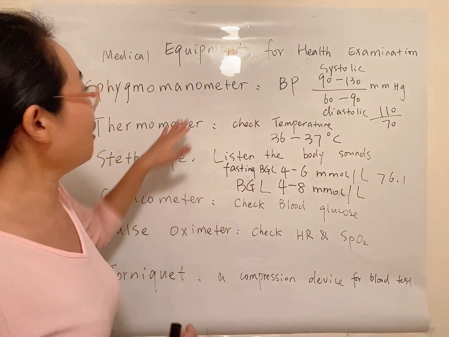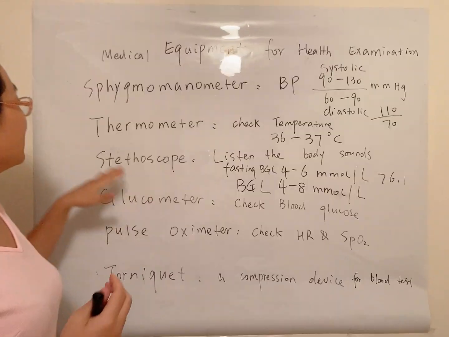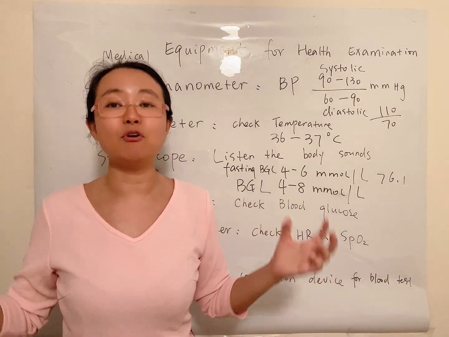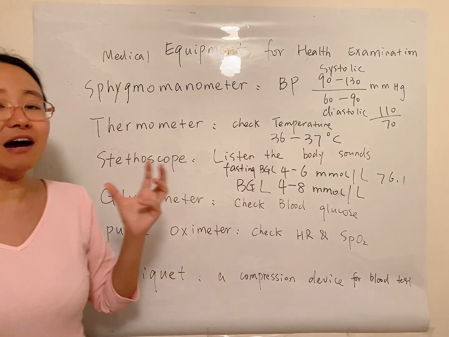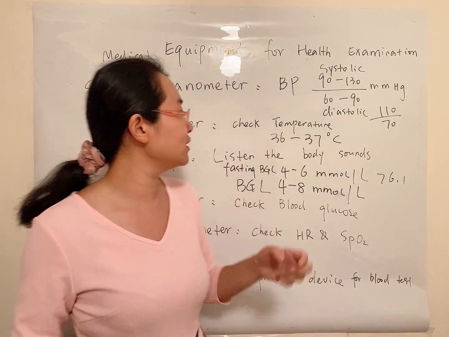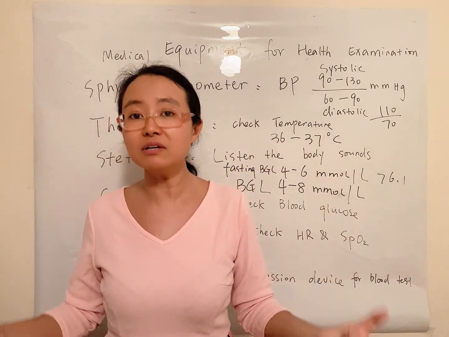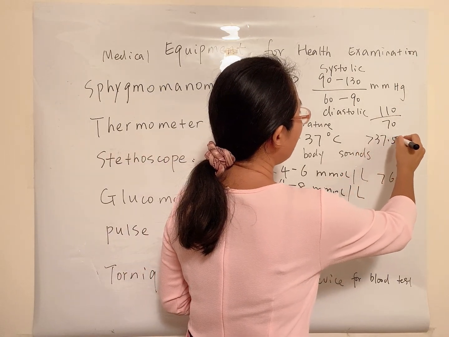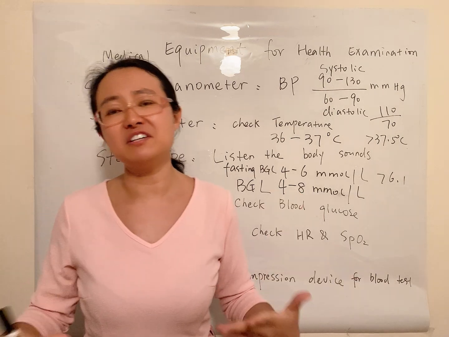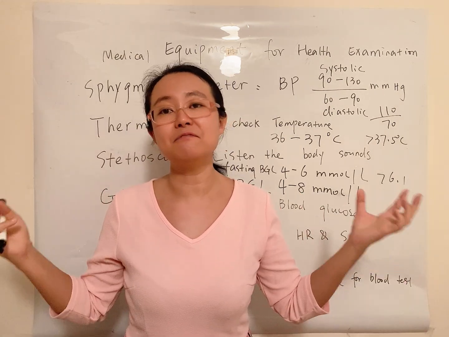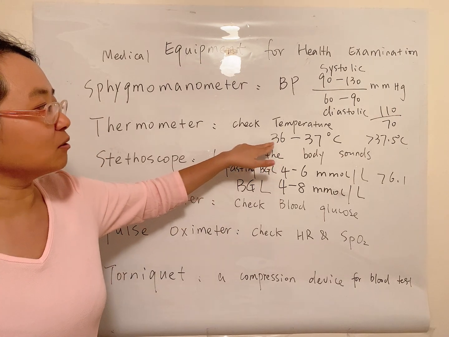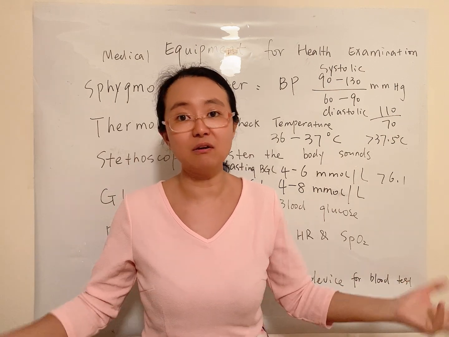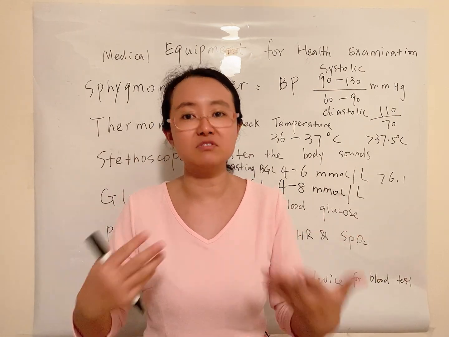All right? Now, next equipment I want to teach you is the thermometer. Thermometer is the equipment used to check your temperature. Our normal body temperature should be between 36 to 37 Celsius degree. So if you have a temperature above 37.5, then it's called like a fever, especially if your temperature is above 38. Is a fever, right? If your temperature is below 36 or even below 35, that's called hypothermia. So it's a bit low. Especially if it's very low, it's called a hypothermia.